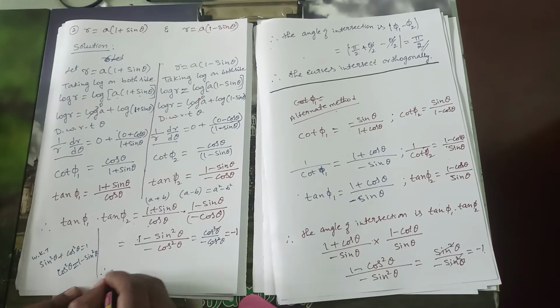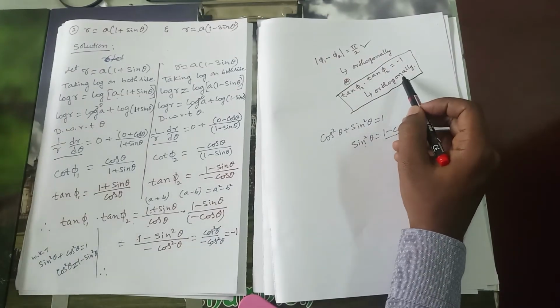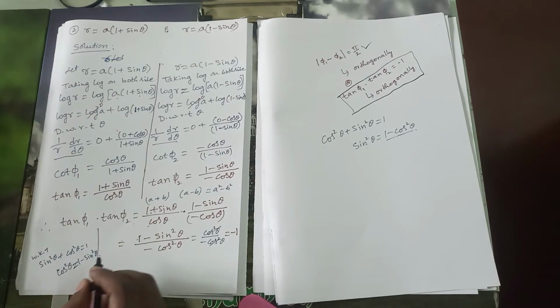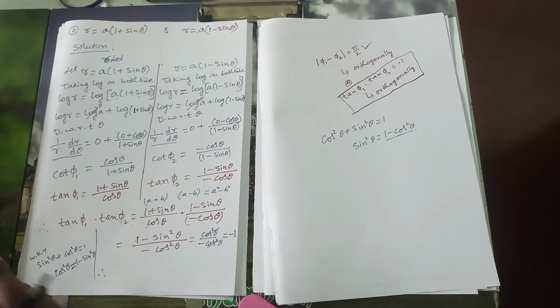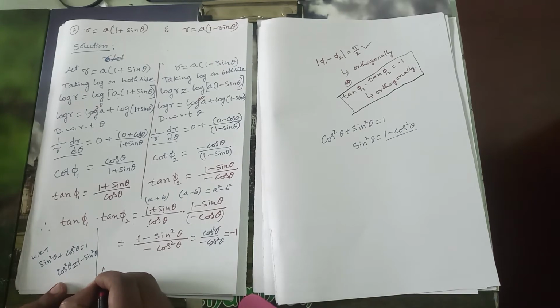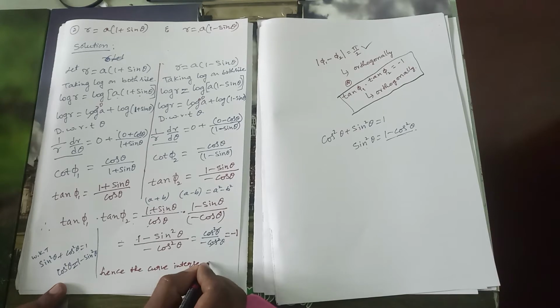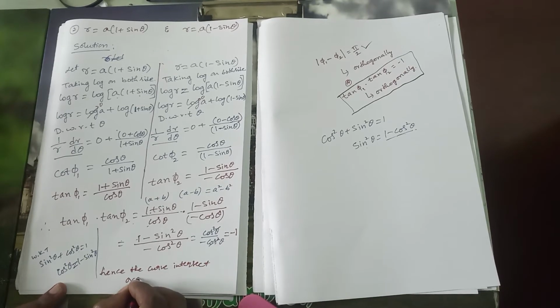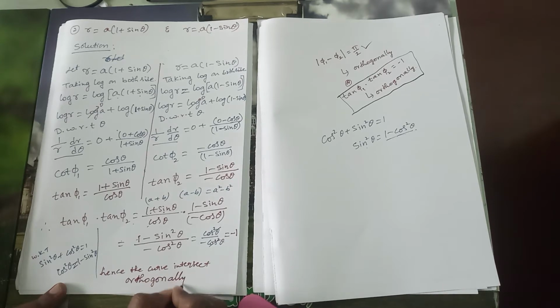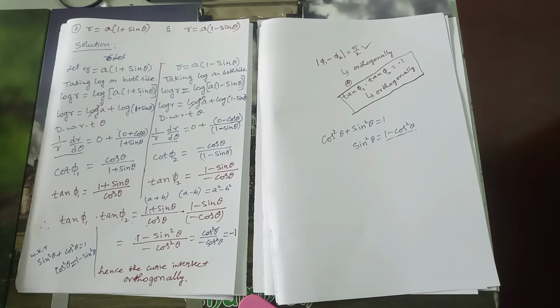Therefore you get minus 1, which means the given curves intersect orthogonally. Hence, the curves intersect orthogonally.